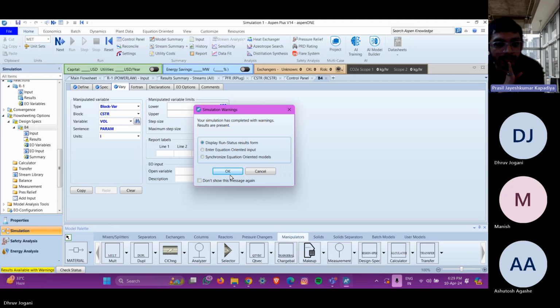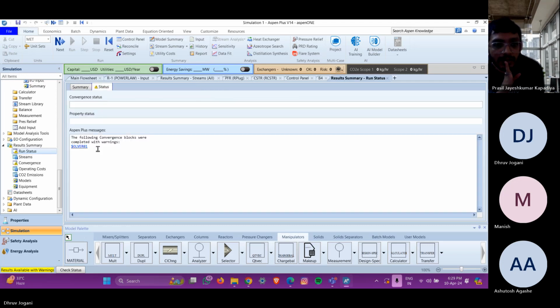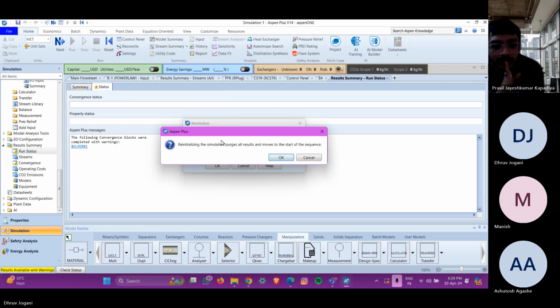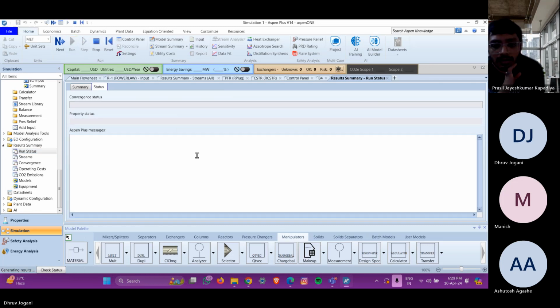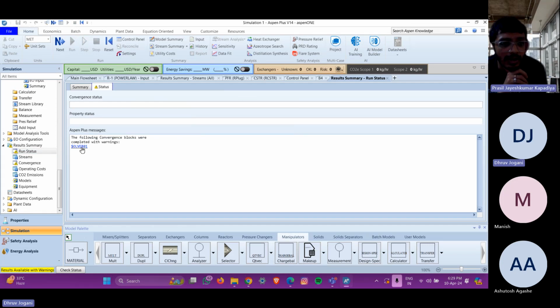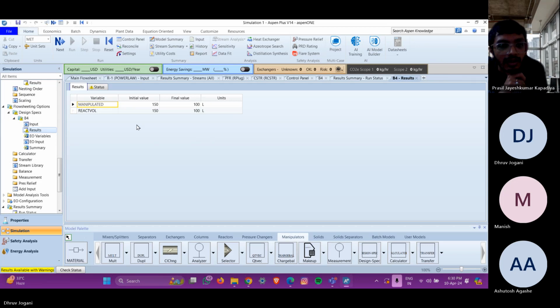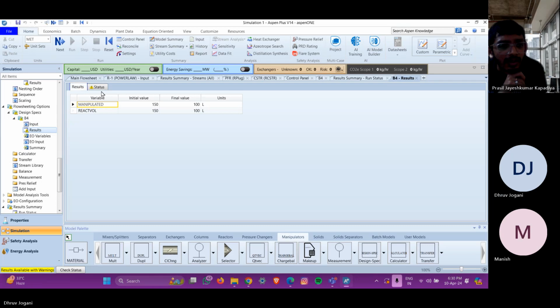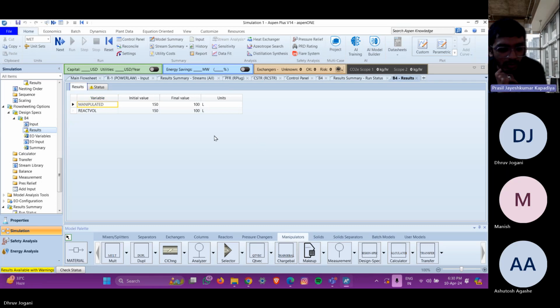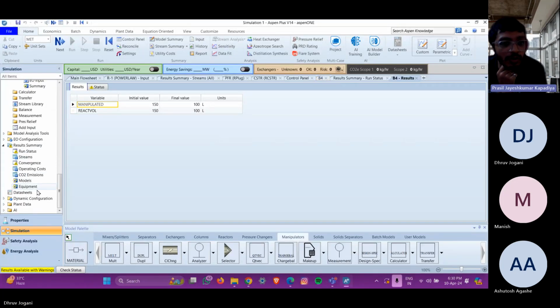Reset it and then run it. Sir, we are having warnings. So the warning will be in this part only. Can you go to the design specification results? Can you show me the results? So it didn't work, right? Yes, sir. Okay, can we do this sensitivity first? Sure, sir, then we can go for design specification. So we'll get some idea.